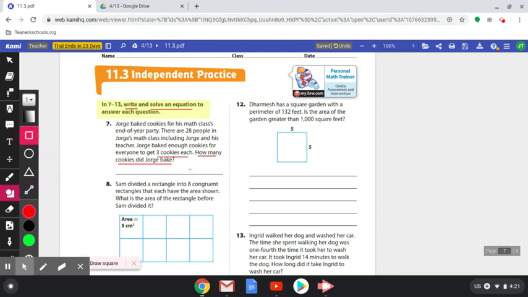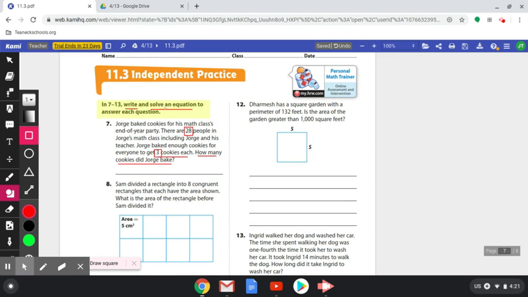All right. So here's some key pieces of information. There's 28 people in his class. 28 includes George's teacher. He baked enough cookies. Well, we don't know how many, but we know that he baked enough cookies for those 28 people to get 3 each. How many cookies did George bake? So I'm going to take us through the equation part, and you'll solve it on your own.